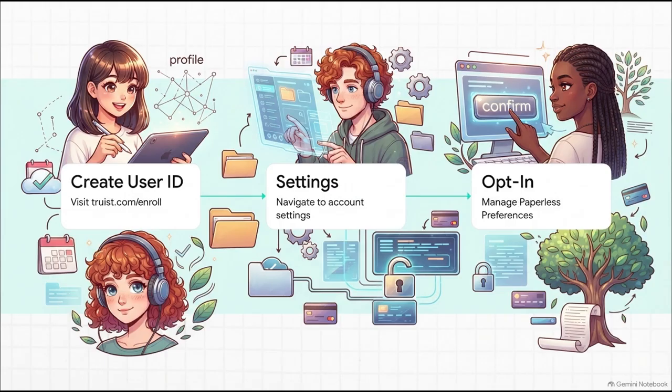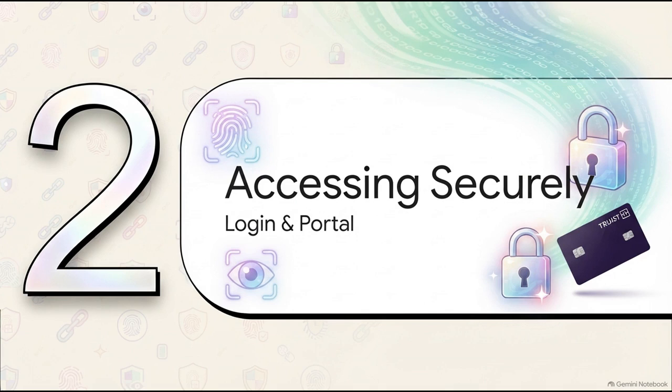If you haven't set this up yet, creating your online profile takes just minutes at truist.com/enroll. From there, you just navigate to your account settings and manage your paperless preferences to opt in. Boom. Instant access to your digital records. Moving right along to step 2, accessing your account securely.